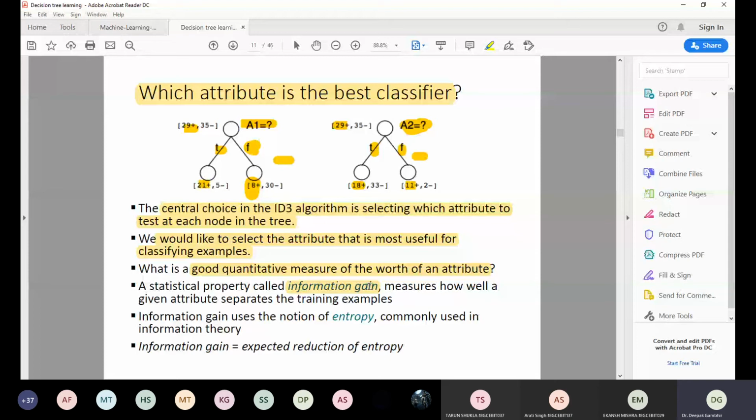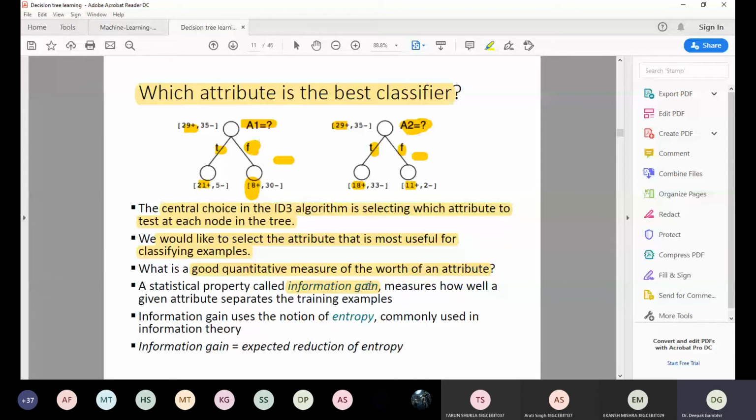Will provide the high information gain, I will choose. So the statistical measure, information gain, measures how well a given attribute separates the training examples. The information gain uses the notion of entropy. This is also information theory, which you have already studied, that is how to provide the information gain. We are also going to repeat it here. The information gain is the expected reduction of entropy.